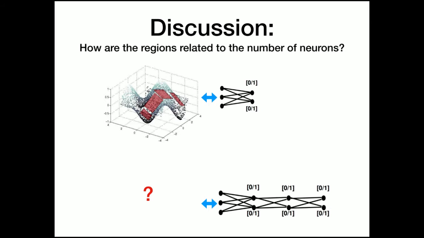The size of the region? Okay, so that's what the network is doing by changing the slope and the bias. It can actually increase the size of the region that way. The size of the region. Anyone would like to venture a guess?